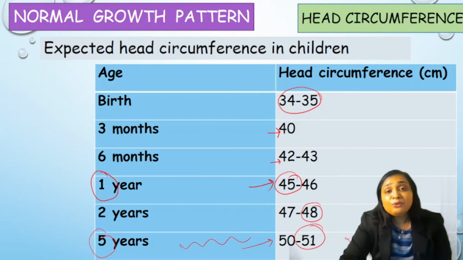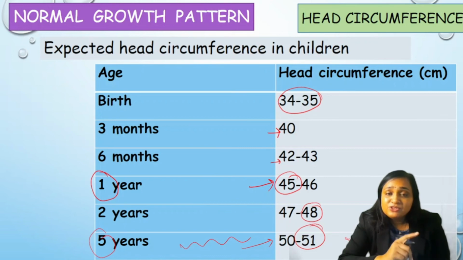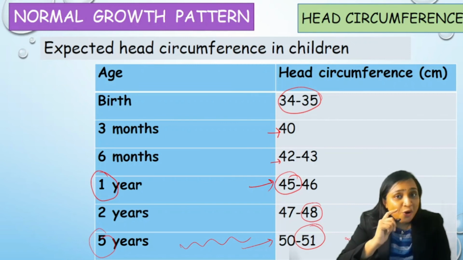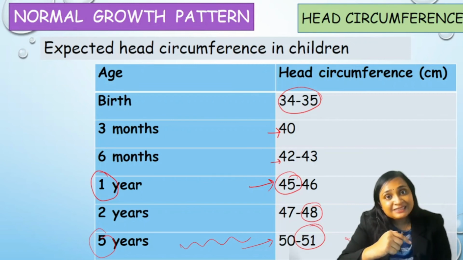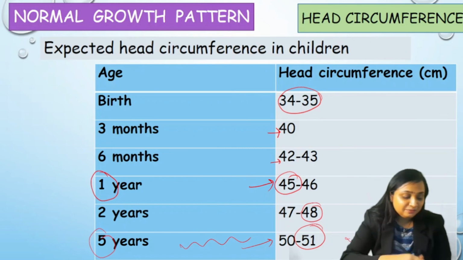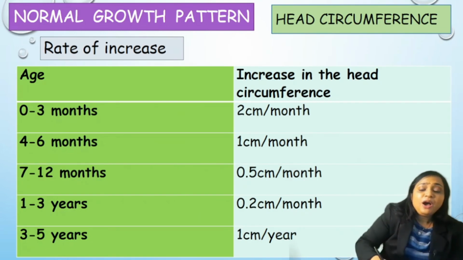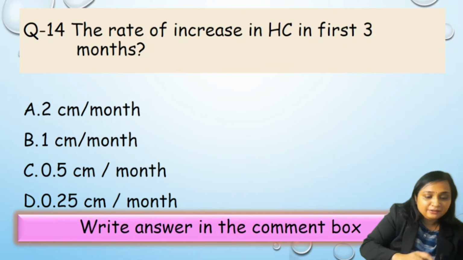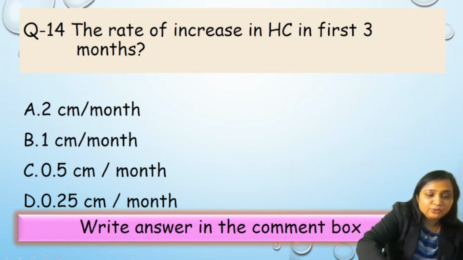If we have gone through lecture 1, we have discussed that the pattern of growth is cephalocaudal. If you have not gone through that lecture, I suggest that you please go through it. The link is in the description box as well as in the i button. So how does this increase? If you take the head circumference, how is it going to increase?